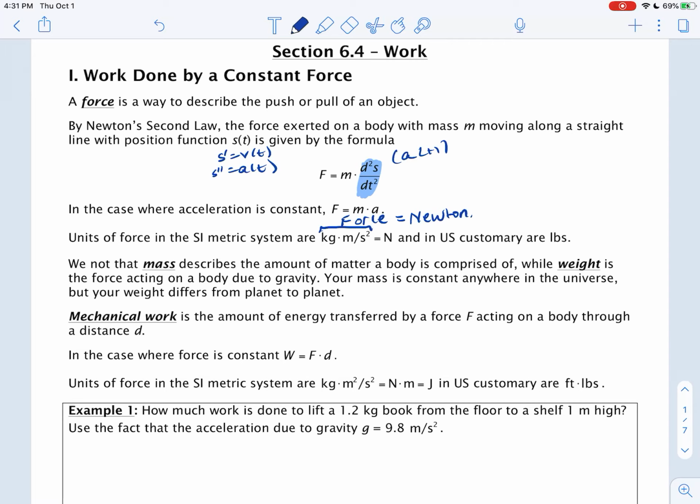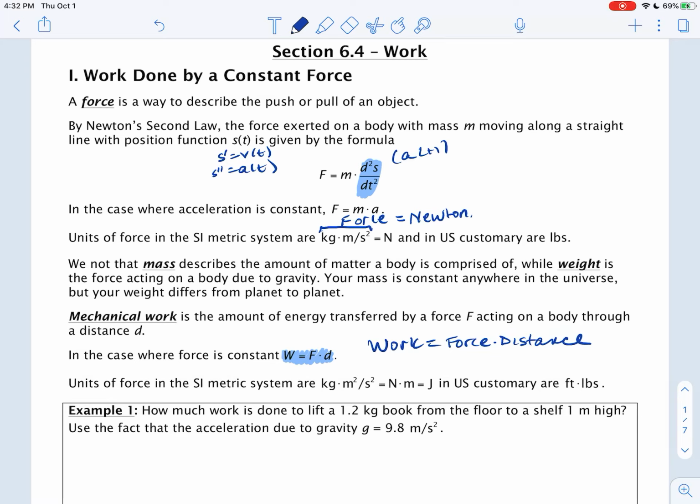So the definition of work or mechanical work is the amount of energy that's transferred by a force acting on a body through a distance, d. And the formula for work is this one. Work is defined to be force times distance. Okay, and when force is a constant and distance is a constant, then it is very simple to just go ahead and use the formula force times distance.